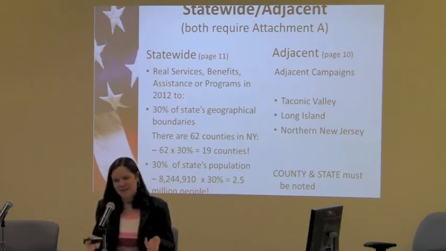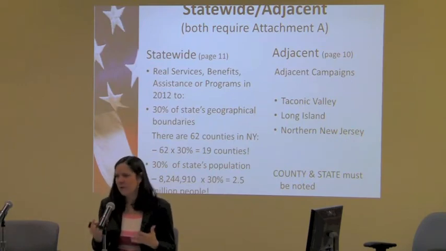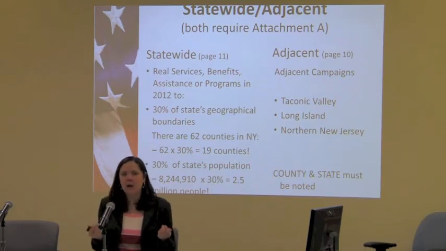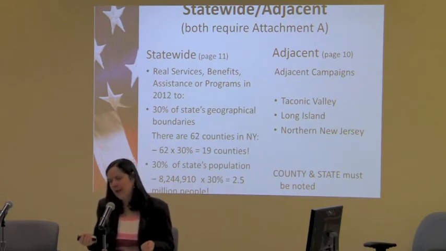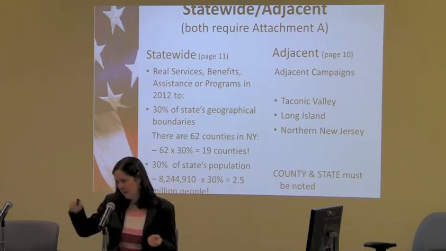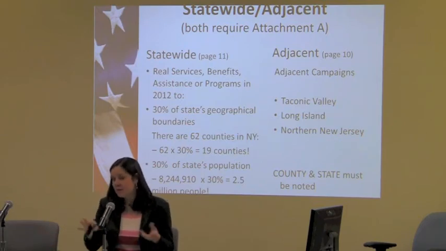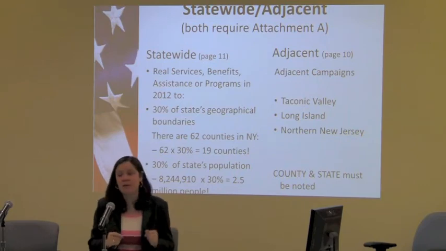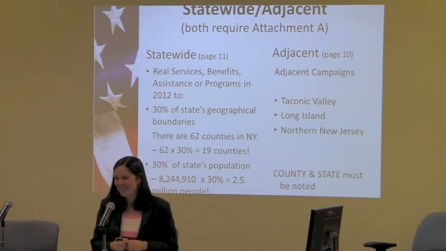That's just not going to do it for us. It has to be real, provable services. Or we have museums that say, oh, well, we had 300 visitors from Ulster County. That doesn't count, because the service you offered them was here in New York City. They're very strict about these rules. So 30% of the state's population, that's 2.5 million people, you have to have offered services to.